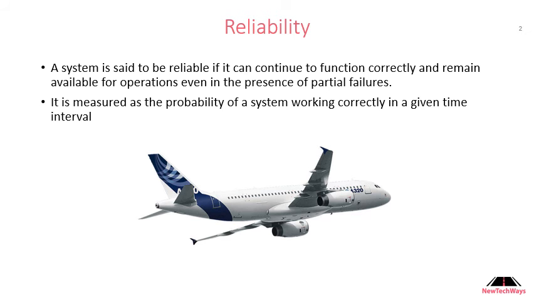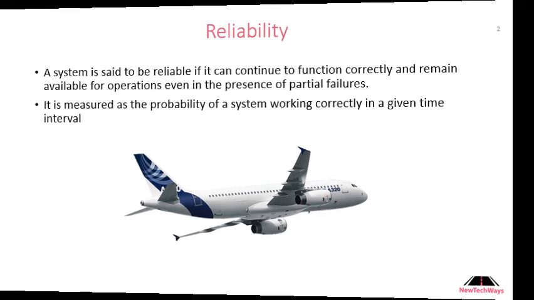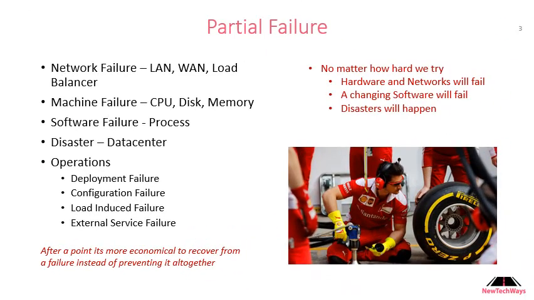Let's see what we mean by partial failures. A partial failure is the failure of a component of a system while the majority of other components are still running fine. The system now as a whole should either replace these faulty components with healthy ones or it should know how to work in the absence of the failed components.